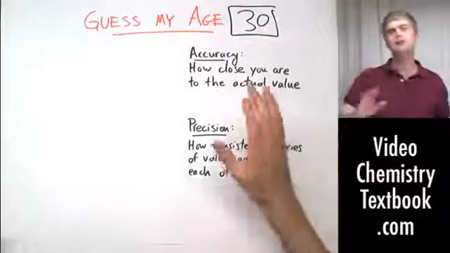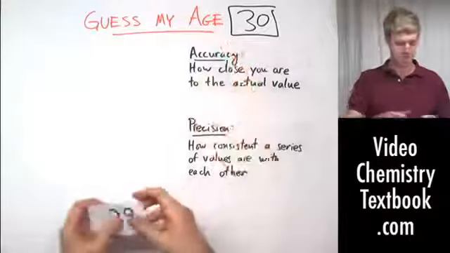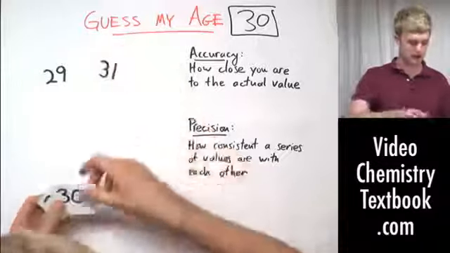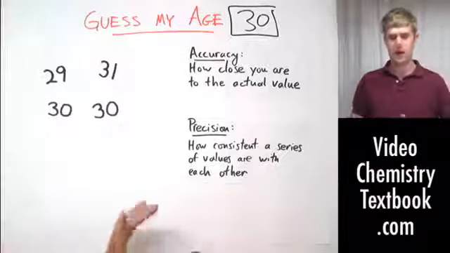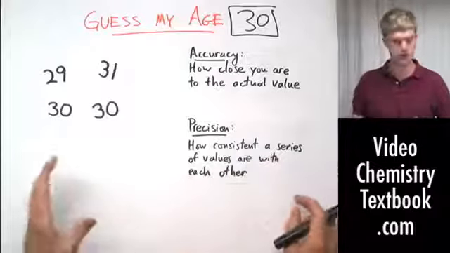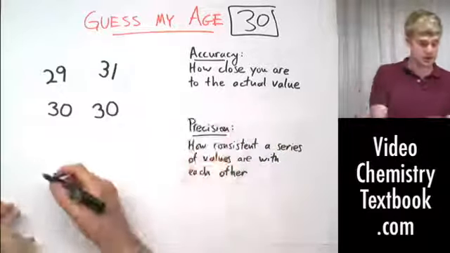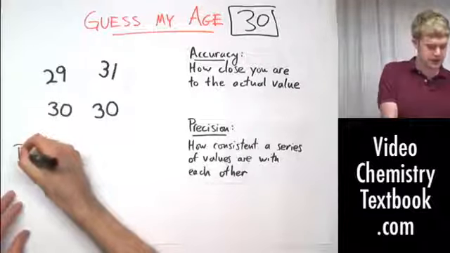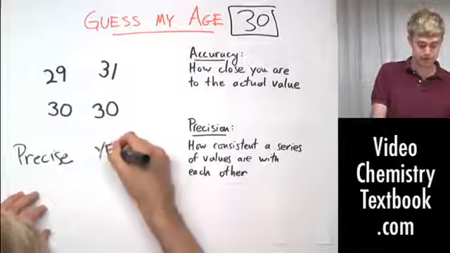Let's say we get a group of 4 people playing Guess My Age, and we each have them write down the age on a piece of paper. And we get 4 guesses of the age. 29, 31, 30, and 30. These are the 4 guesses. So, to ask about precision, we want to ask the question, how consistent are these guys with each other? They're pretty close. They're pretty consistent. We've got 29, 30, 30, 31. So we'll say that these guys are definitely pretty precise.